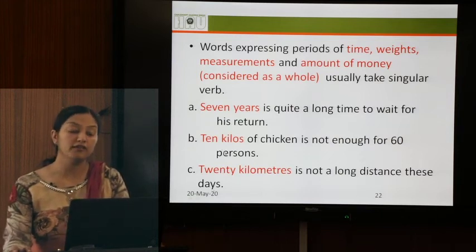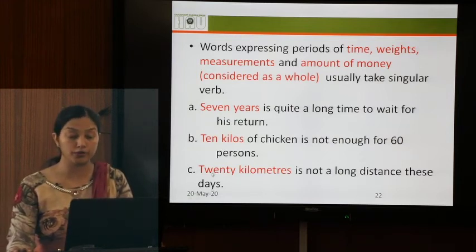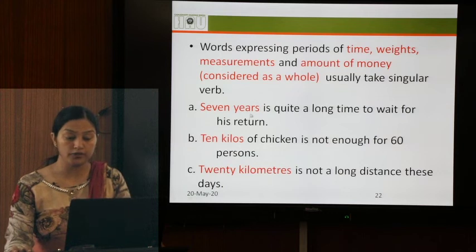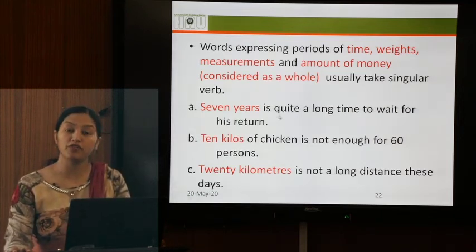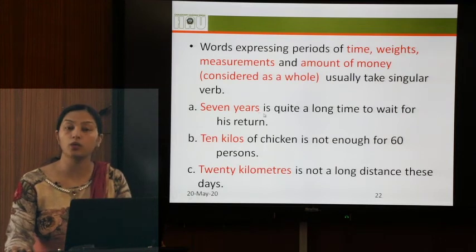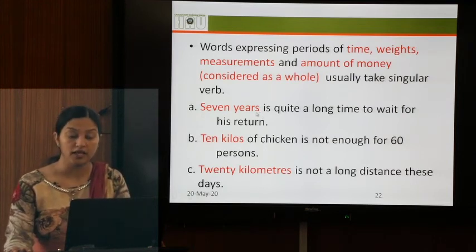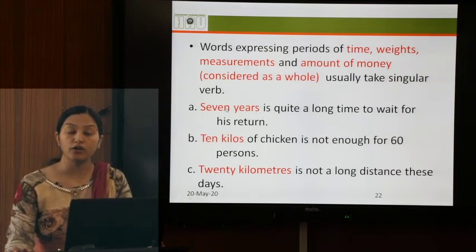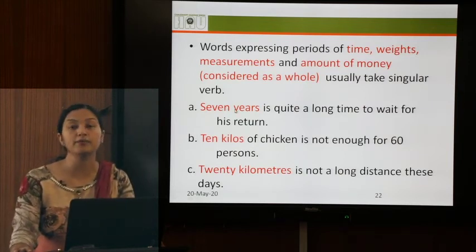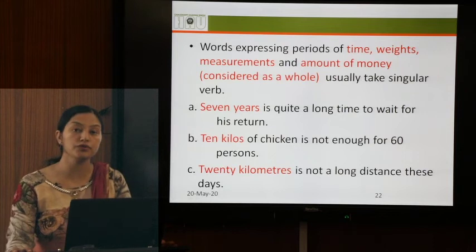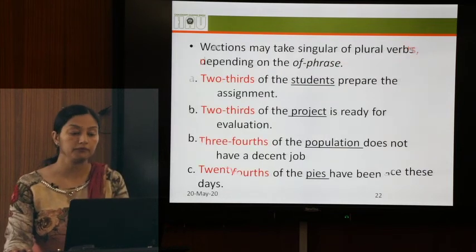So, do not get confused with the numerals which we are using. We are using time, we are using weight, we are using distance, but these are taken as a whole. So, we will always be using a singular verb with these expressions whenever these kinds of expressions come in the paper. So, we will be taking them as a whole. So, always use a singular verb with them.